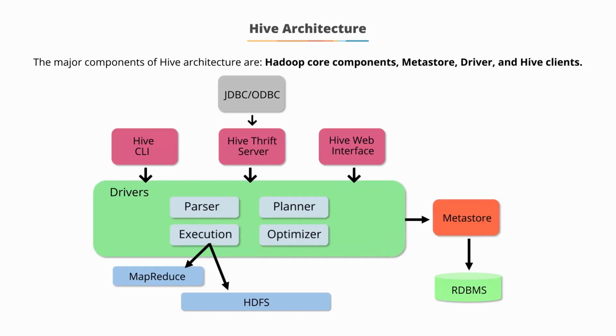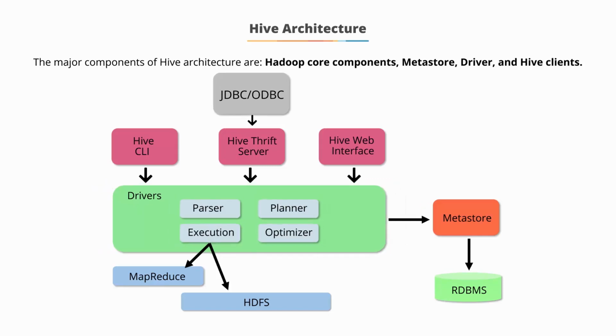3. Drivers. Queries of the user, after the interface, are received by the driver within Hive. A concept of session handles is implemented by the driver. Execution and fetching of APIs modeled on JDBC/ODBC interfaces is provided by the driver. And 4. Hive clients. This is the interface through which Hive queries are submitted. Hive CLI and beeline are some of the terminal interfaces, and web interfaces also include Hue and Ambari.